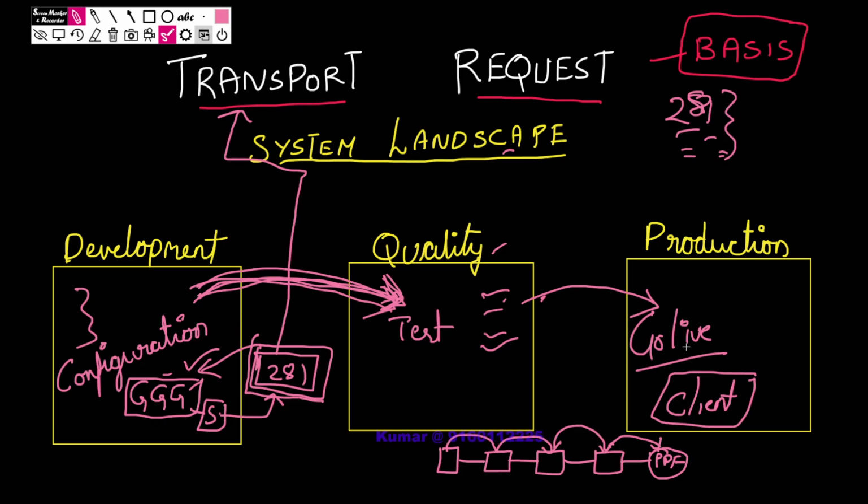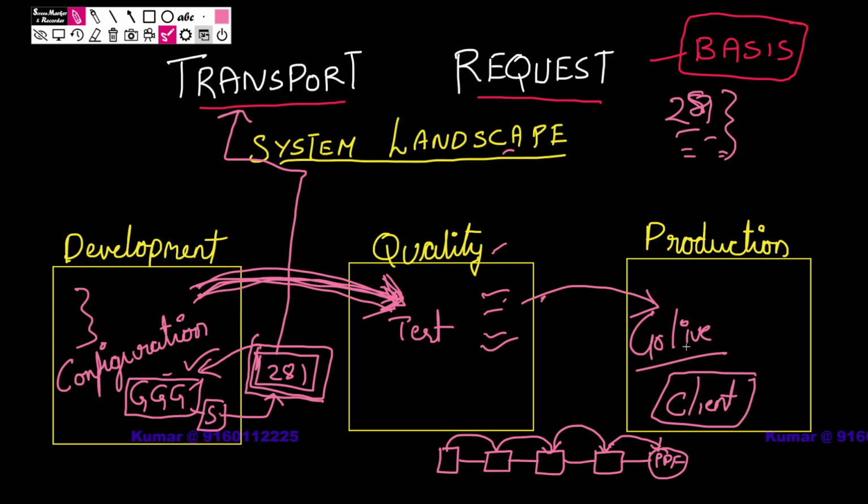Before we give the product to the client, first we are going to make them perfect at how to use the system. That is called UAT, and then end user training will be there. Those are the two things we are going to do after going into go live, after going into production.